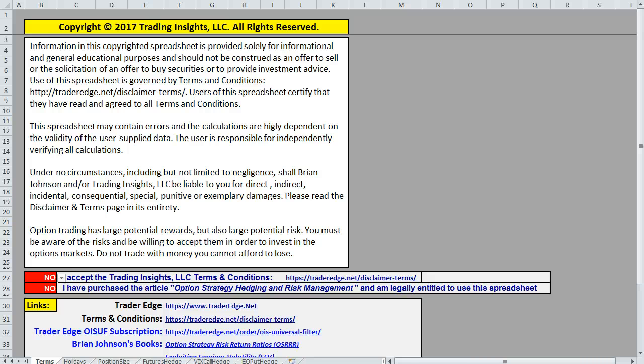The first step is to accept the terms and affirm that you have purchased the article and are entitled to use the spreadsheet. This is accomplished using the drop-down boxes on the terms tab of the spreadsheet. At this point, we are now ready to use the Position Size tab to calculate the position size examples.